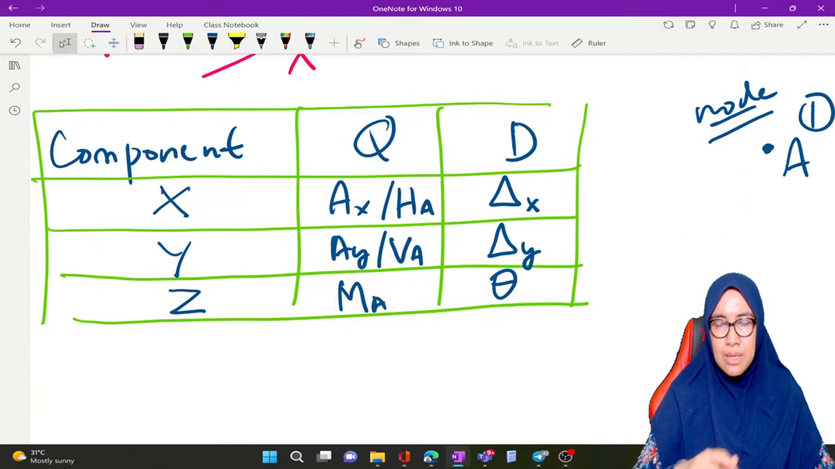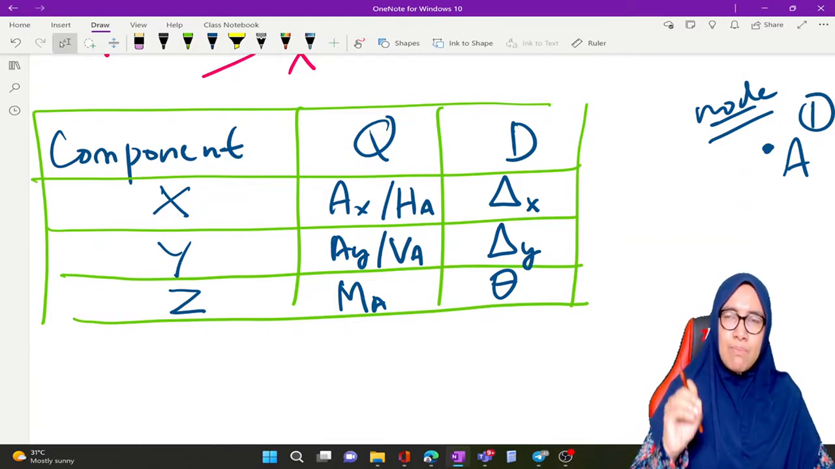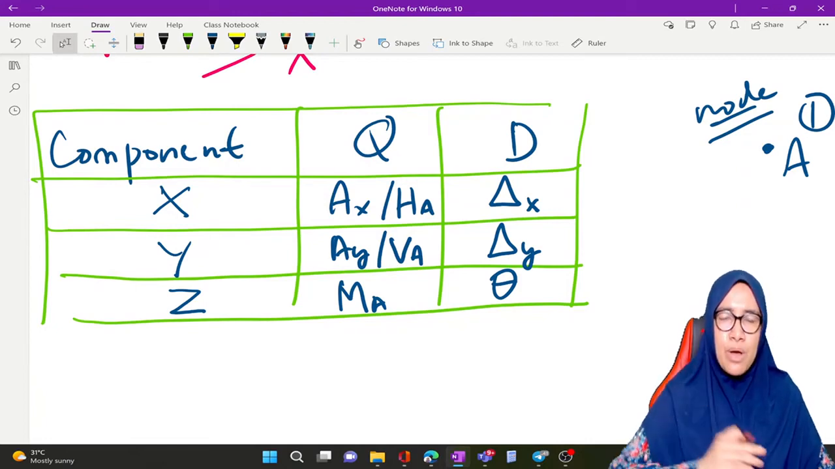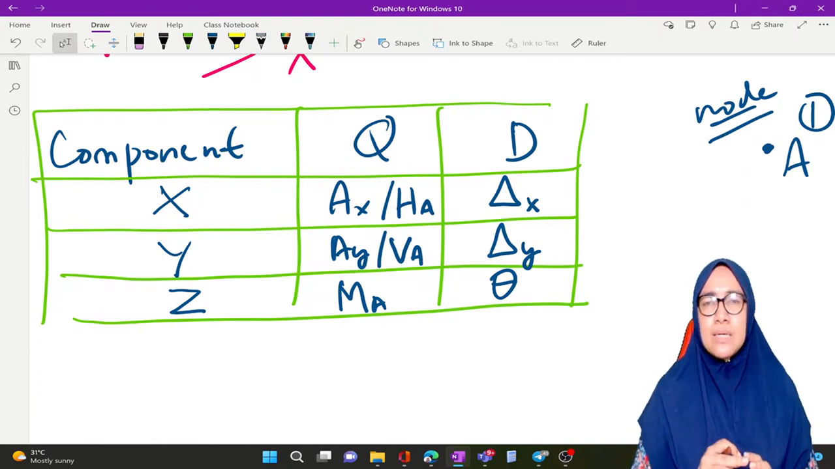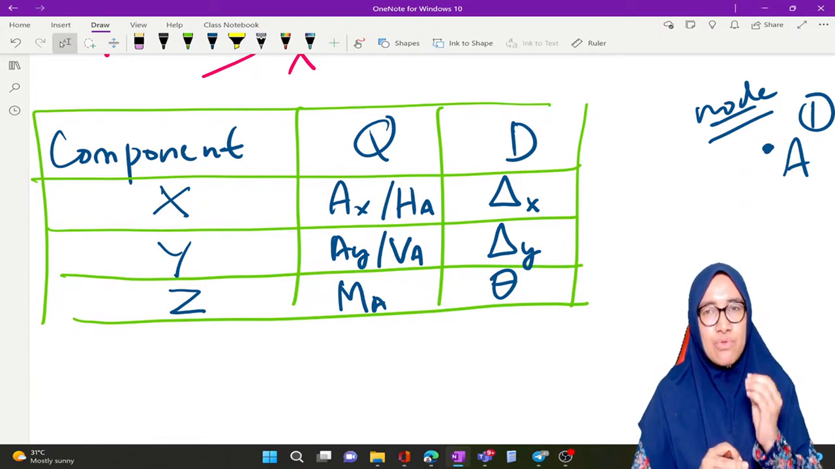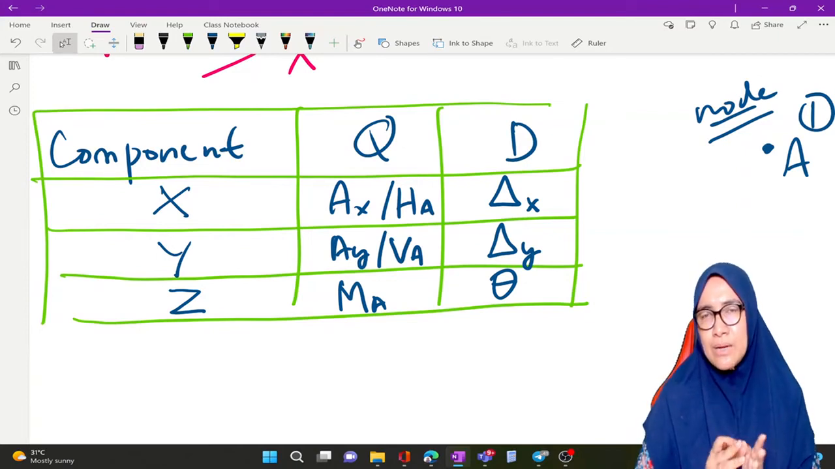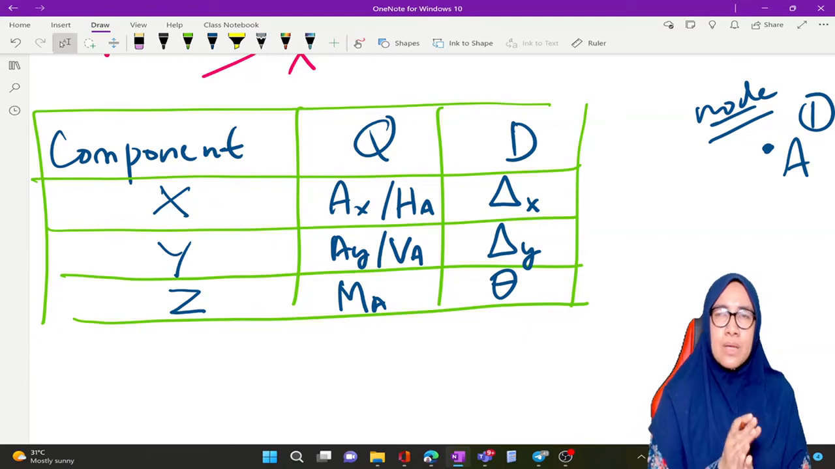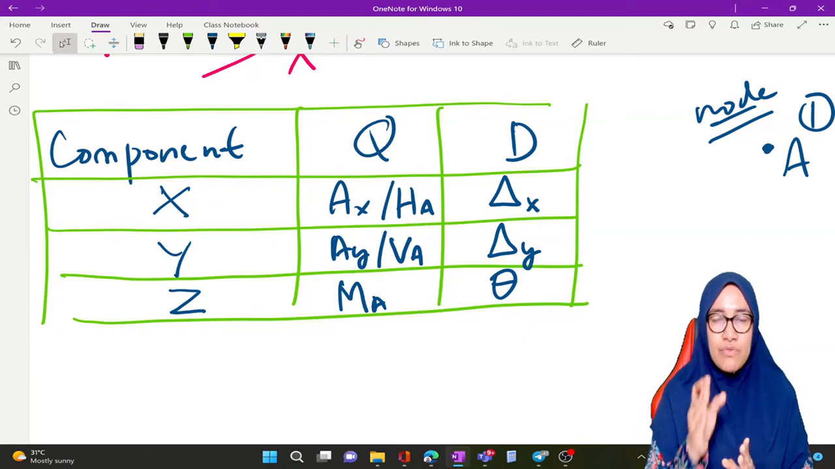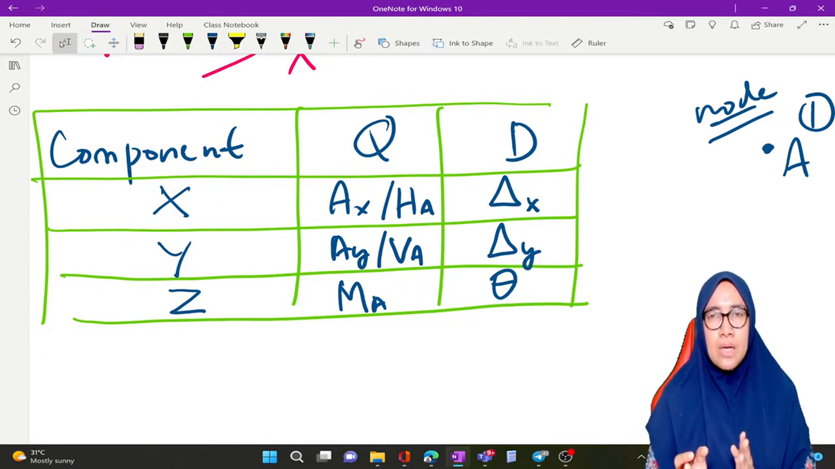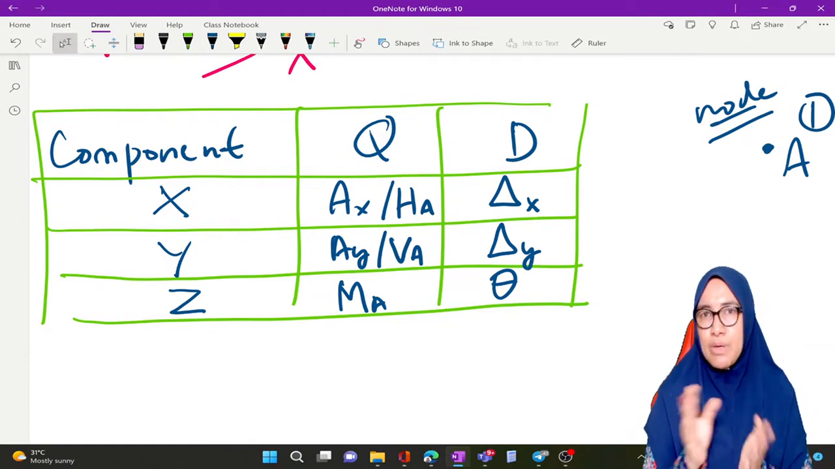This is the component about degree of freedom. And this we must relate with support. So we have to understand the support condition. And we need to understand also that the characteristic of these two, Q and D, will be opposite.